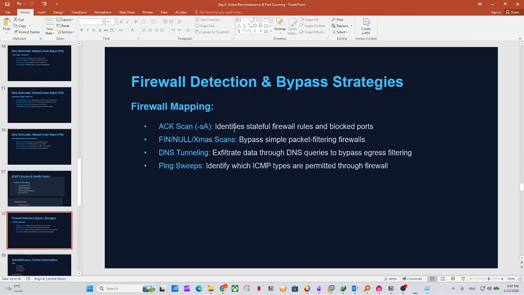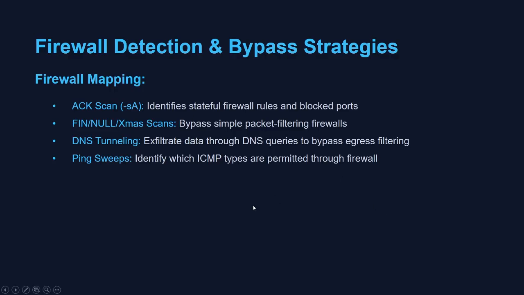Firewall detection and bypass. ACK scan identifies stateful firewall rules and blocked ports. Acknowledgement scan, FIN, NULL, and XMAS scans bypass simple packet filtering firewalls. DNS tunneling exfiltrates data through DNS queries to bypass egress filtering. Ping sweep identifies which ICMP types are permitted through the firewall.